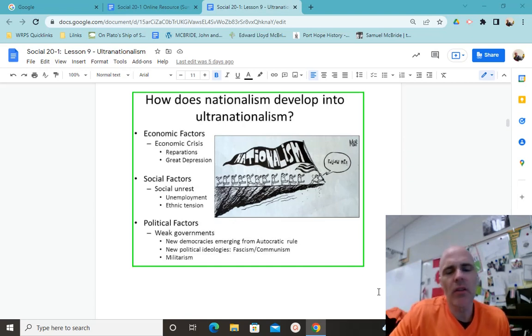Other economic factors that hurt Germany would include losing some of their key industrial territories to France for a period of 15 years following the signing of the Treaty of Versailles. So losing the coal fields of the Saarland was another economic factor leading to ultranationalism's rise within the Weimar Republic. Also social factors.